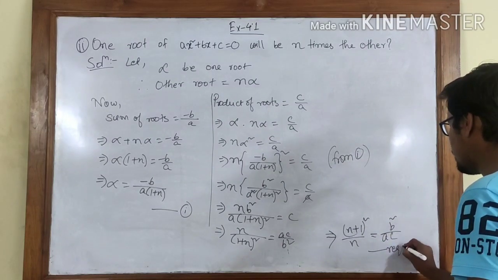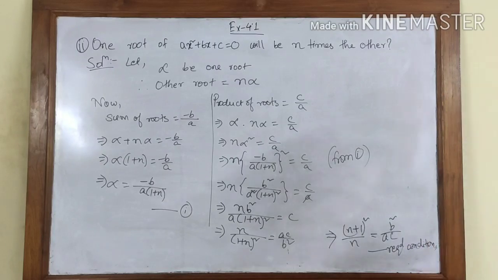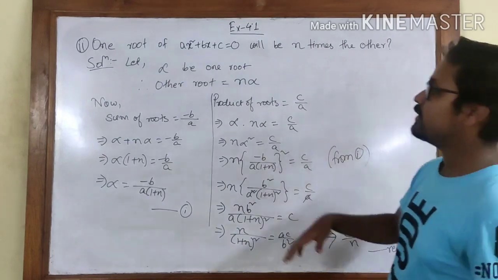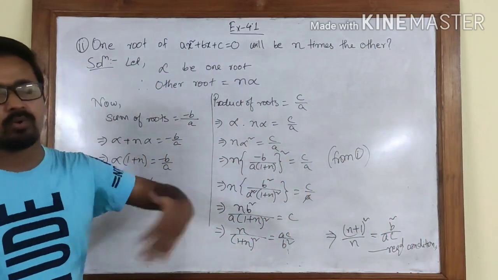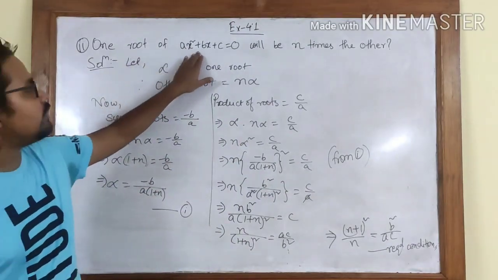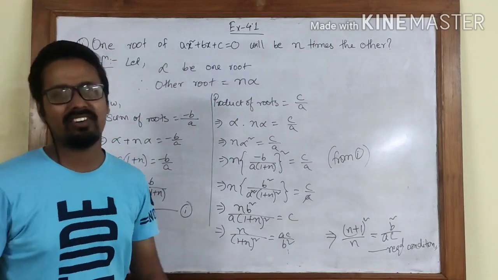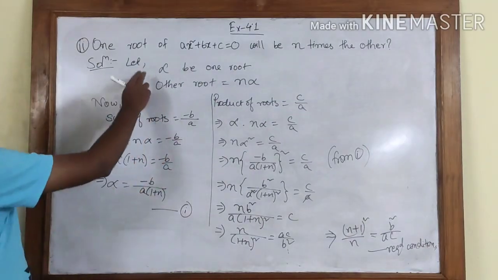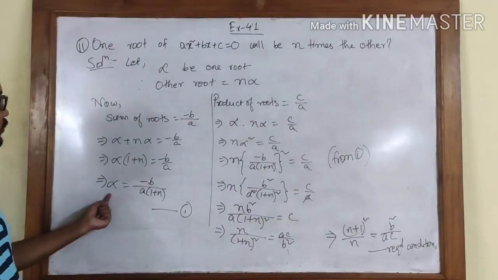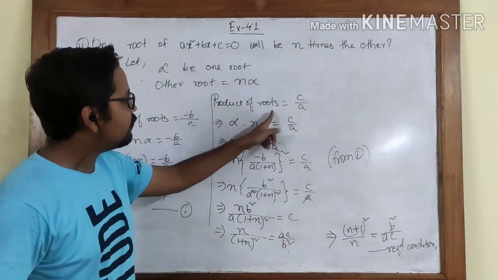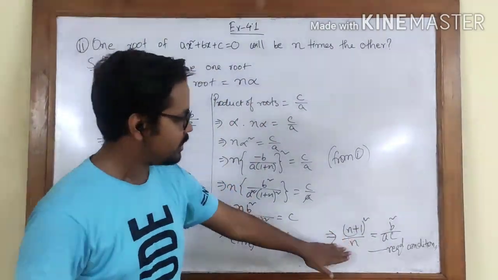This is the required simple sum. Just take the roots. One is alpha or a or b or whatever is your choice. Just make sure it does not match with the constant. Whatever root you take should not match with the constant. Alpha is the most common one, so you can take alpha. So alpha is one of the roots. The other root is n into alpha. By the sum of the roots, find the value of alpha. Put that value of alpha in the product of roots, and you can find the required condition. This is our required condition.